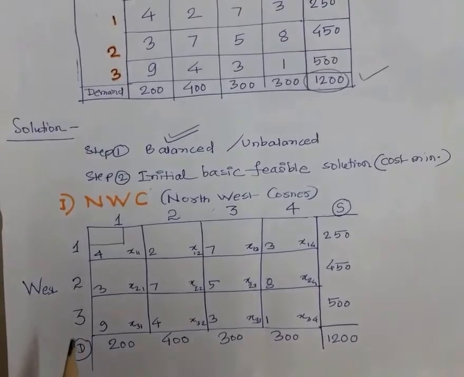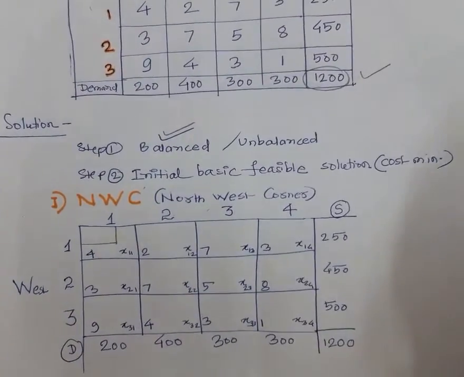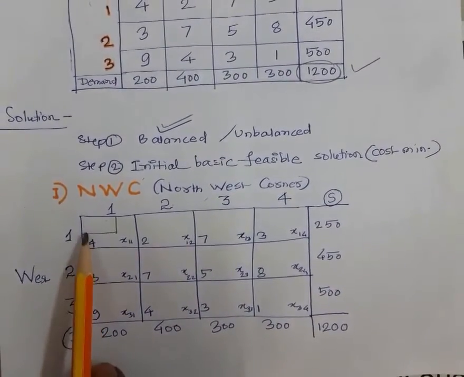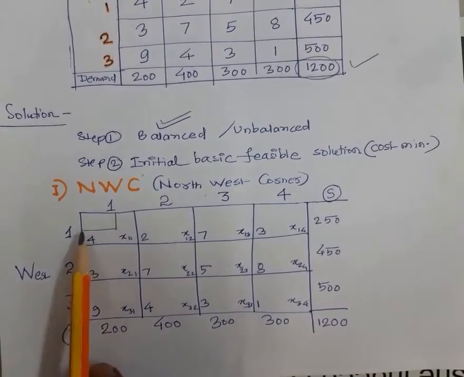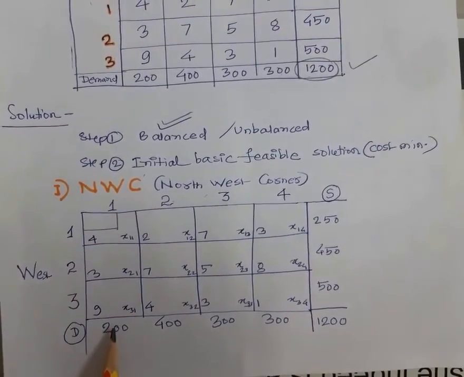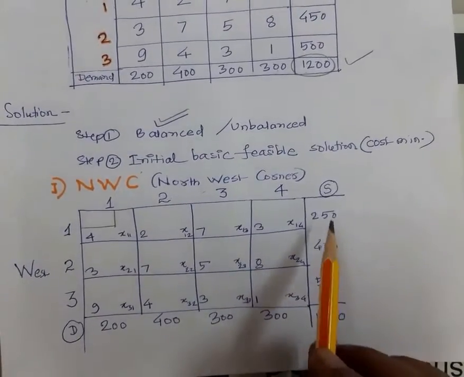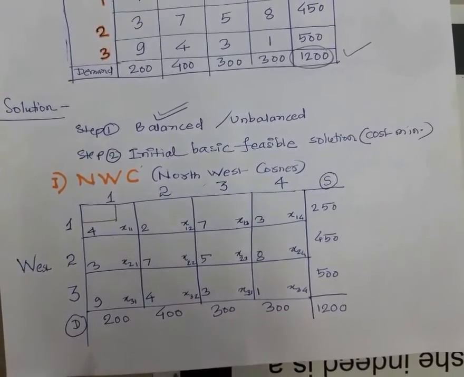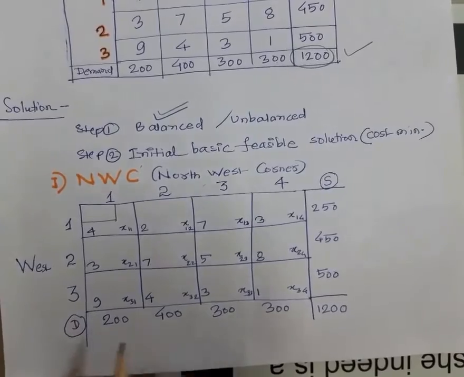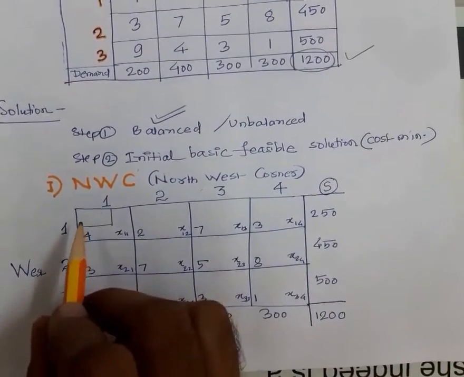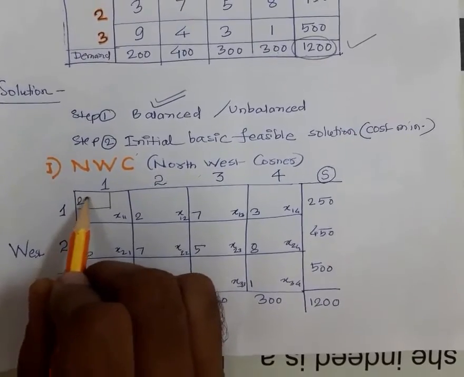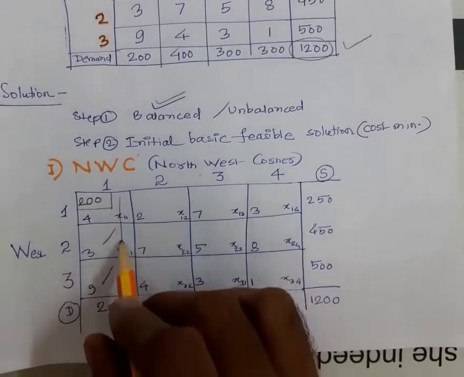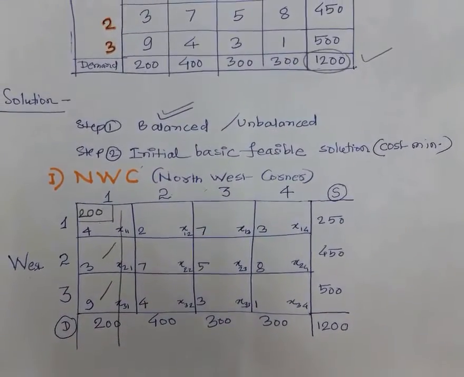Now first of all fulfill the demand or supply as per the case. Now for the first one, first row and first column, we will see 200 is the demand and 250 is the supply. So that first of all allocate the maximum demand, that is 200 can be allocated here out of supply of 250. So that just write down 200 here. Now this is exhausted.